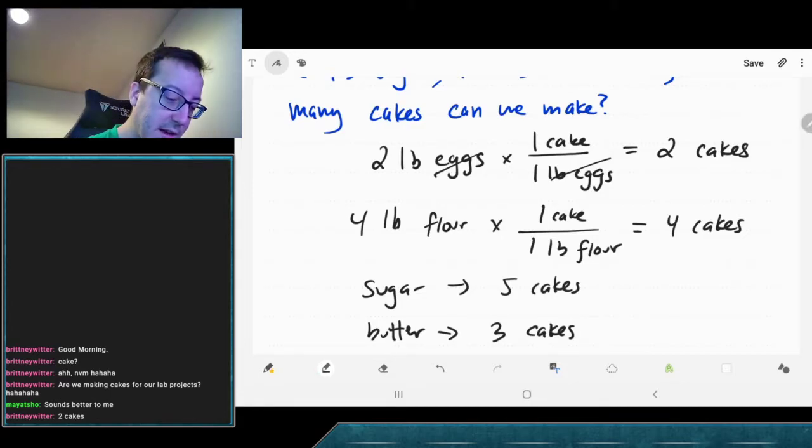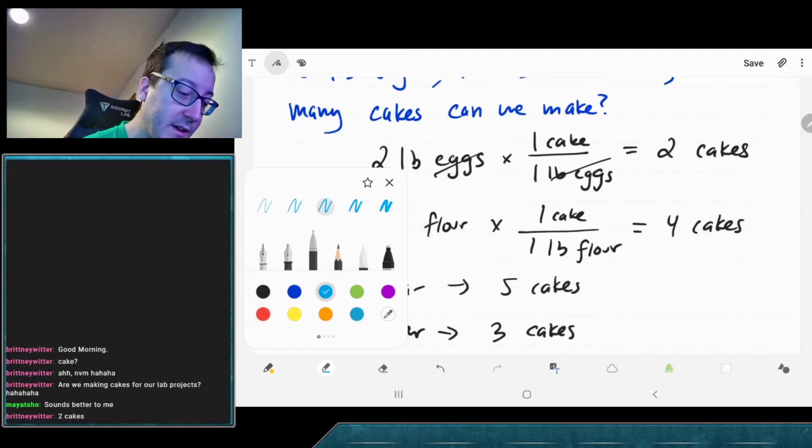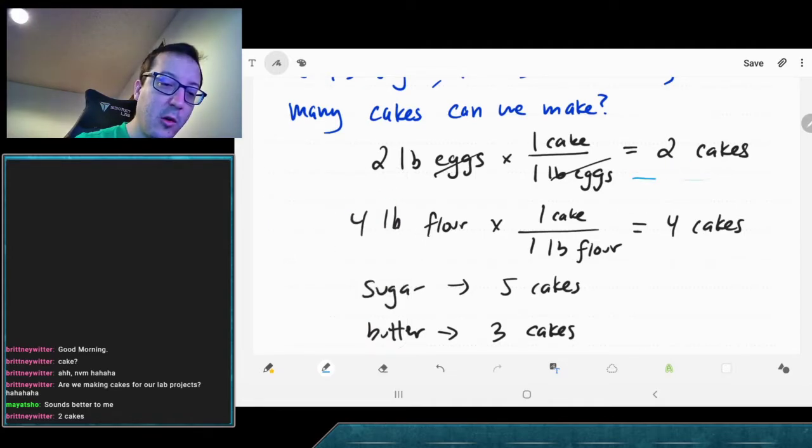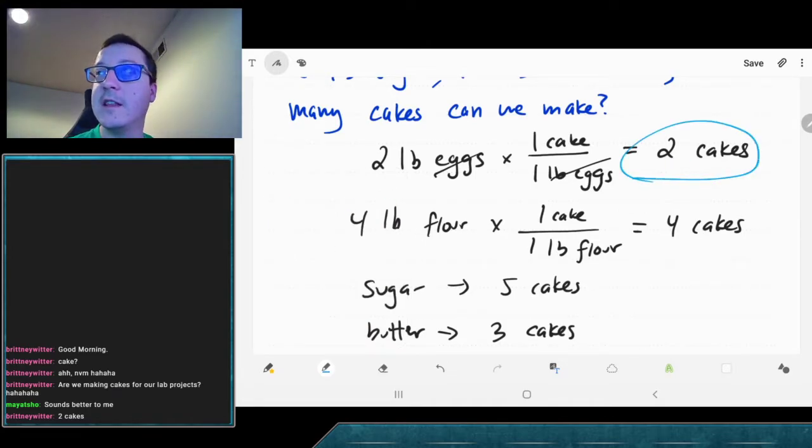So we're going to see that when you have different quantities of your reactants, you're always going to choose the one that has the smallest amount of product. Because at that point, you'll have run out of that. So we're going to see situations like this more towards the end, so probably tomorrow.